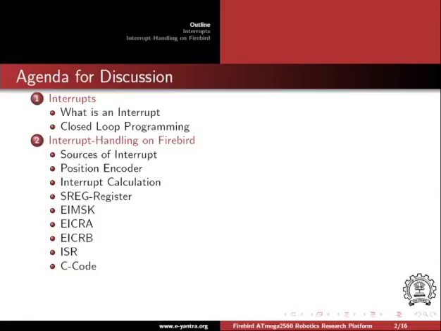So let us look at the agenda for discussion. First we will look at the concept of interrupt and closed loop programming. Then we will learn about interrupt sources and how to use them on the microcontroller and Firebird platform. At the same time, we will also learn the registers associated with the interrupts, and finally we write a C program using the concept that we have learned in the tutorial.